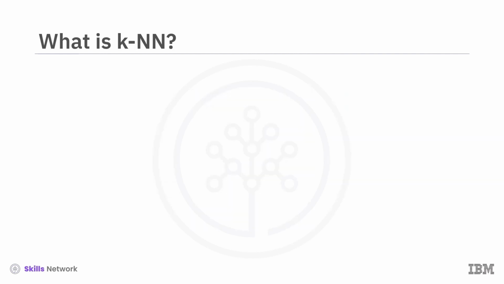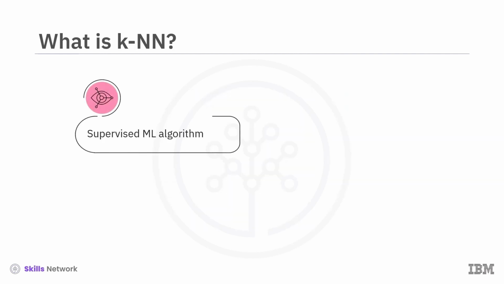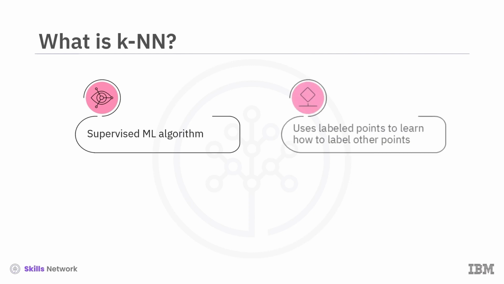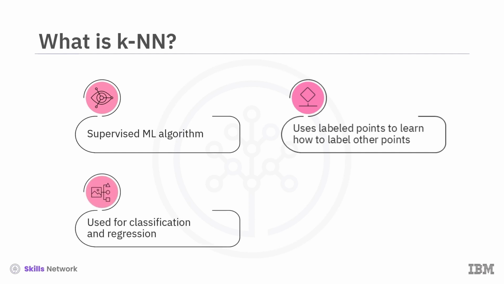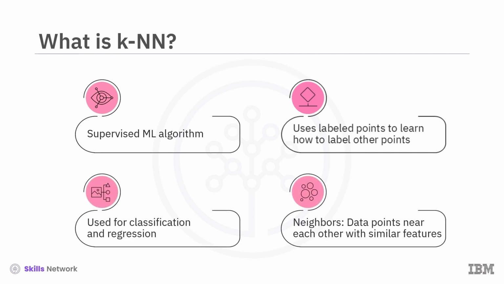K-nearest neighbors, or KNN, is a supervised machine learning algorithm that takes a group of labeled data points and then uses them to learn to label other data points. KNN is used for both classification and regression. In KNN, data points near each other are said to be neighbors based on the paradigm. Points close to each other should have similar features, and therefore tend to be like each other.